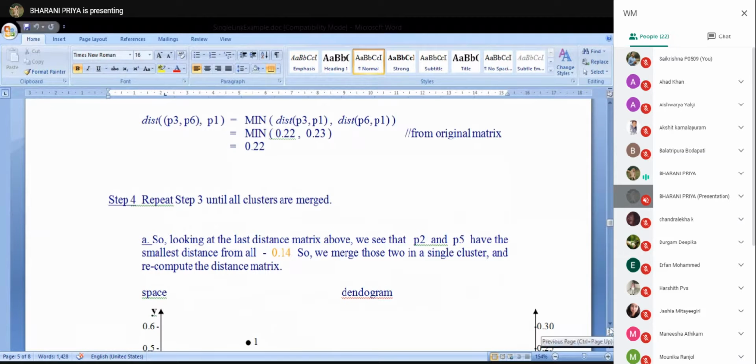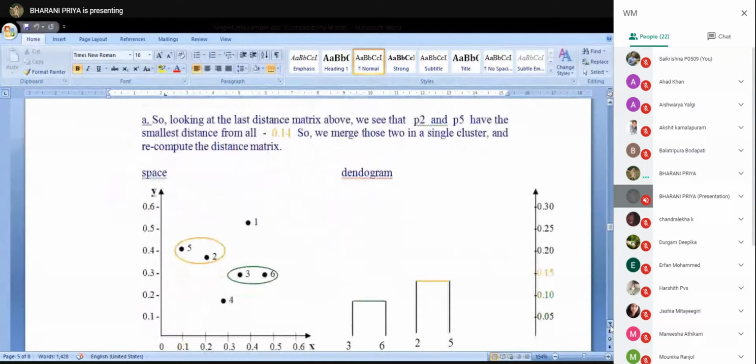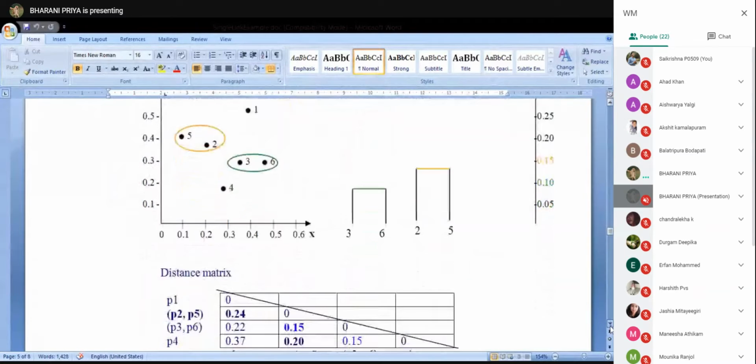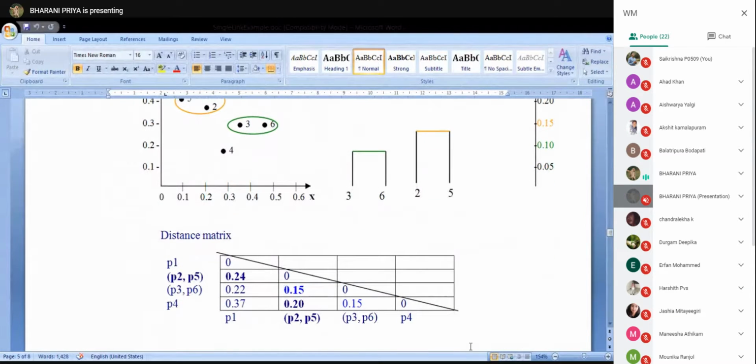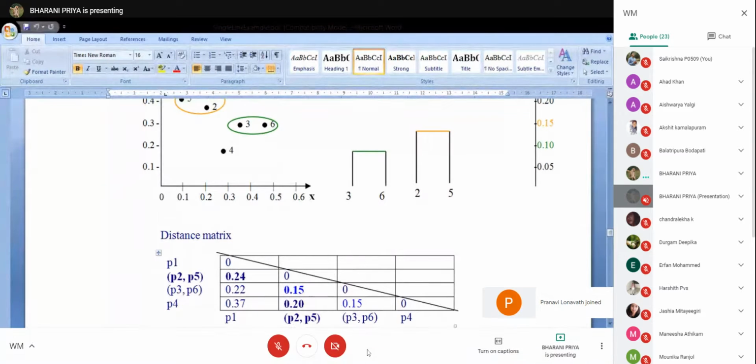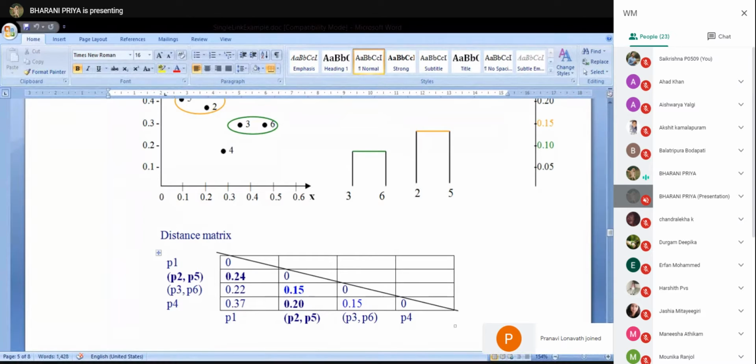We have calculated the minimum distance from P3 to P6. Again, you can calculate P3, P6 to P2, P3, P6 to P3, whichever may be the minimum, and you can group the clusters. What I mean to say is, we are calculating the distance, and whichever is the minimum value, you take that minimum value to group the cluster. Is that point clear? Any other doubts? I'll share this Word document also with you.